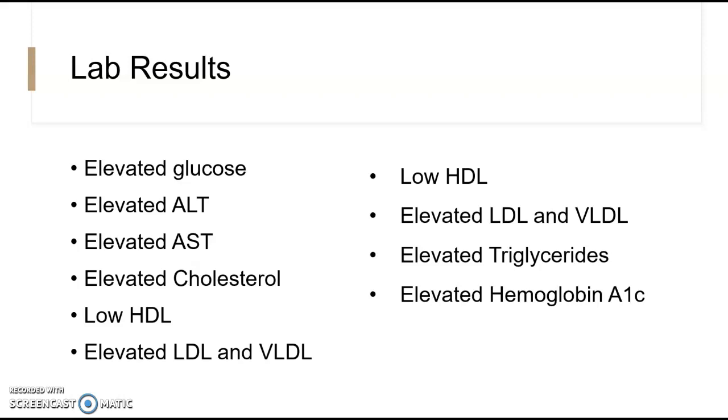He has elevated cholesterol, which is at 285, and anything above 200 is really increased risk for disease development. He has a low HDL and an elevated LDL and VLDL from all the saturated fat that he eats. Elevated triglycerides are an increased risk for heart disease, and he has an elevated hemoglobin A1C. And that pretty much just means that he's pre-diabetic.